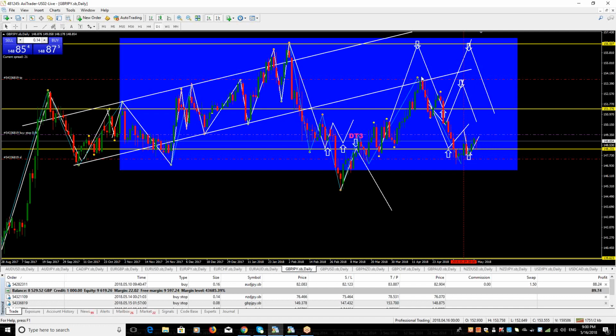I'm targeting the previous high. Now the previous high is there, the next high is there. However, the supply and demand zone is there, so I've also got to be mindful. So if the market moves up to this point, then I'm going to take this and I'm going to move my stop loss to break even.